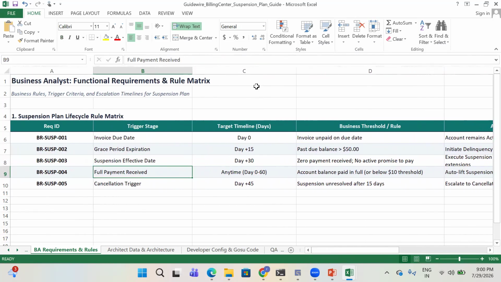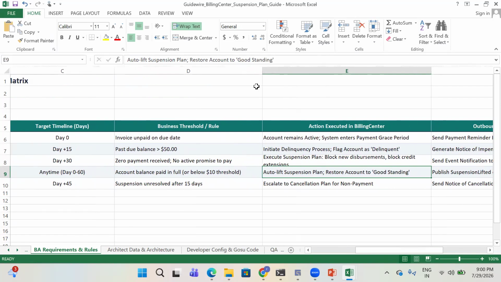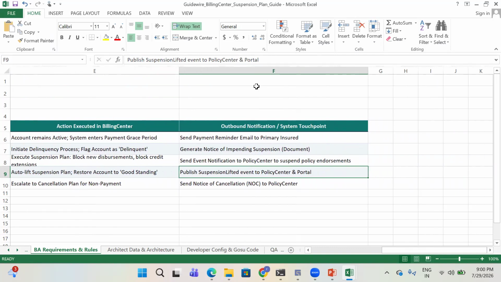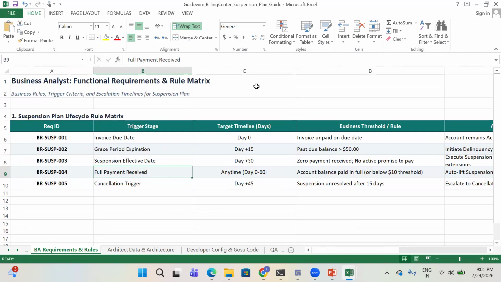So automatically it sends notification to the policy center so that it suspends the policy endorsements. Next one is about the full payment received, right? Whenever the payment is received, anytime between 0 to 60 days, the account balance paid will be considered as in full. If it is lesser than a $10 threshold and all, automatically the suspension plan will be lifted, and the account that is under suspension will be restored to good standing. It automatically publishes suspension lifted to the policy center and portal, so that in the policy center the policy document will be considered as active. It remains active, moved out from the suspension.